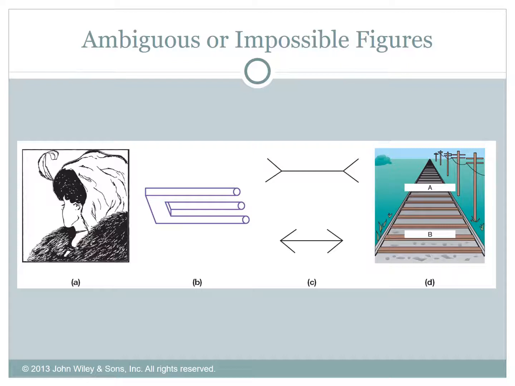These are examples of ambiguous or impossible figures. We talked about figure A already. Figure B is called the devil's pitchfork, and it's very difficult to look at both ends of the pitchfork at the same time because one end looks like it only has 2 tines and the other end appears to have 3. These other two are examples of a Mueller-Lyer illusion.